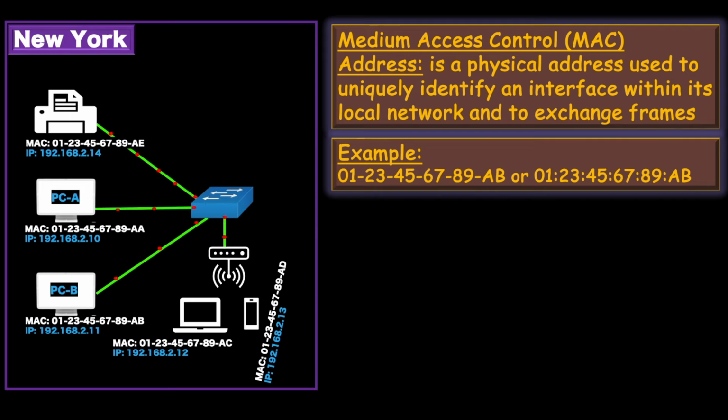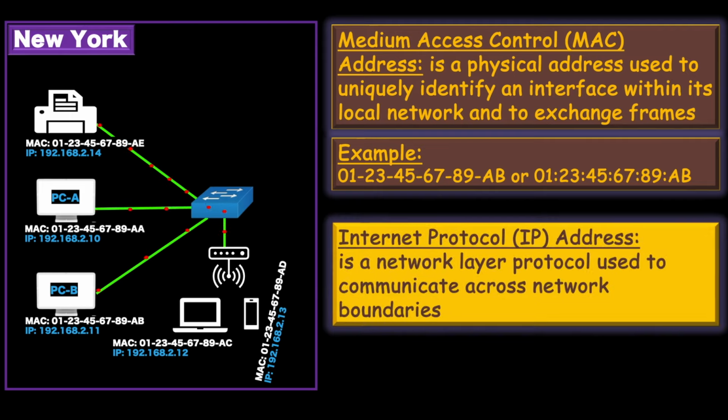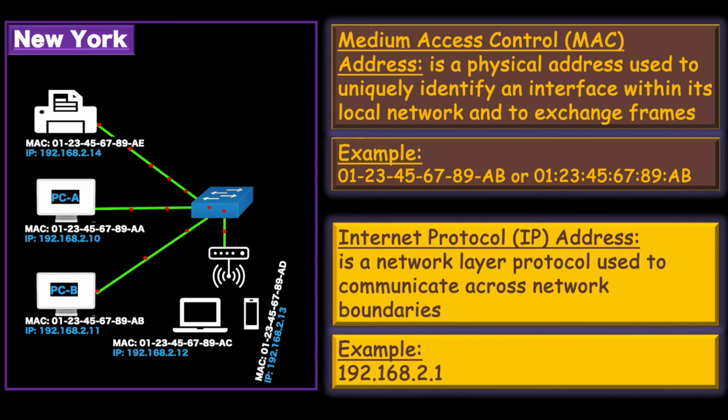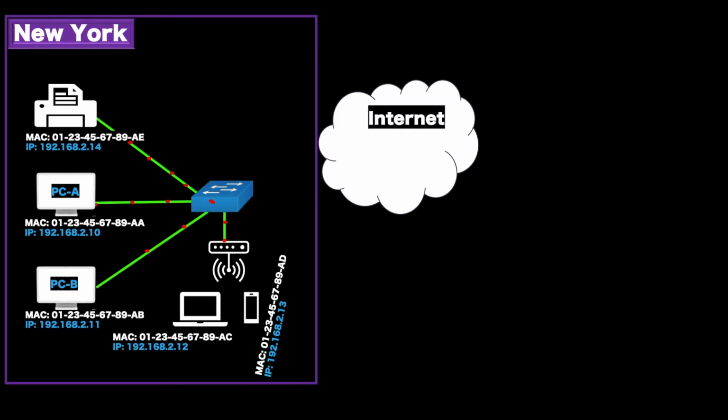On the other hand, IP address stands for Internet Protocol Address. This is a network layer protocol used by devices to communicate across network boundaries, including the internet. This is an example. To exchange frames within this local network in the New York office, this is all that is needed.